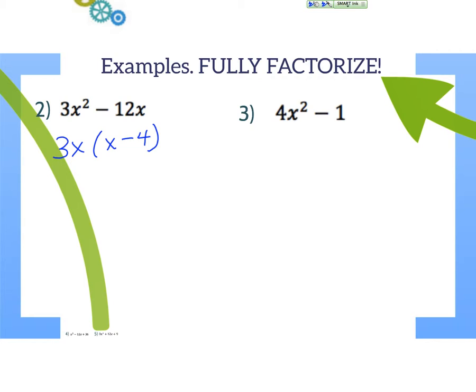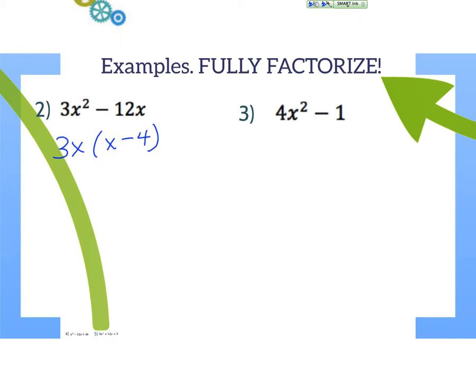Now, when I look at number 3, I've got 4x squared minus 1. I check for a GCF. I don't have a GCF besides 1. It's not one of those easy factoring ones because I have a number in front of the x squared. So the next thing to help myself, and there are other options here, but I can check for perfect squares.